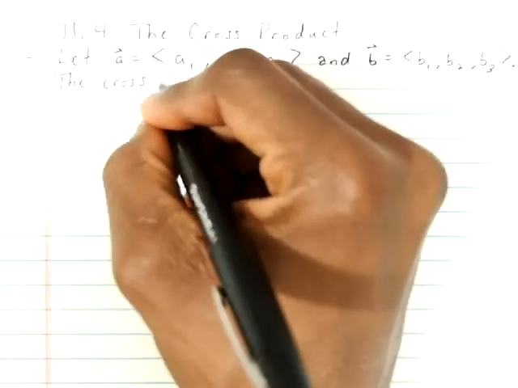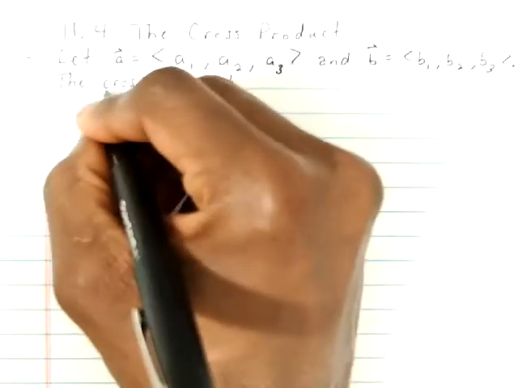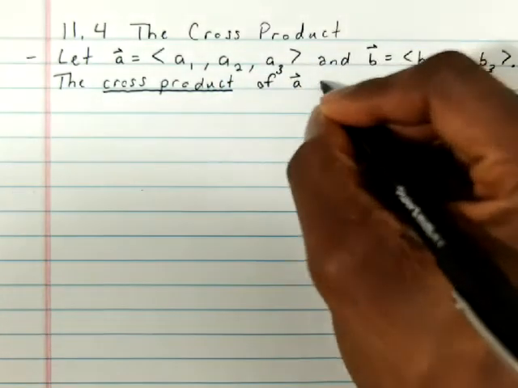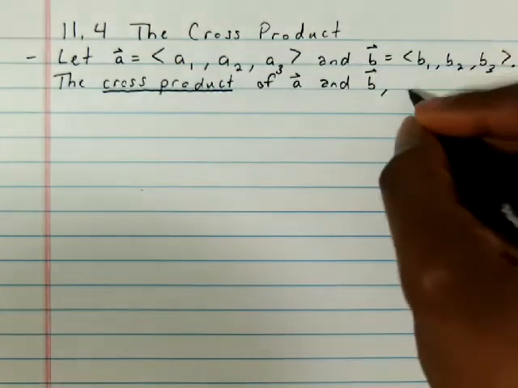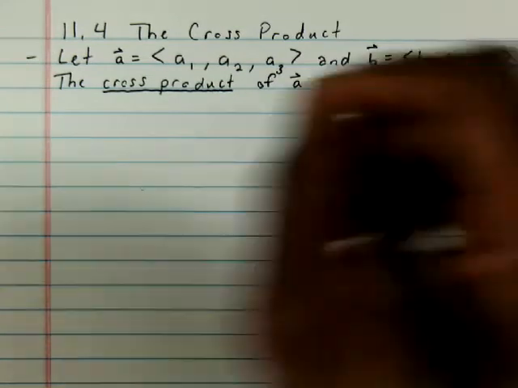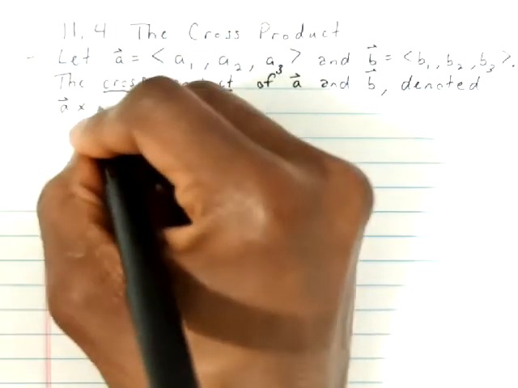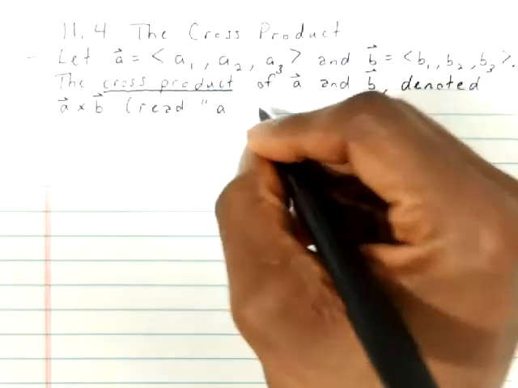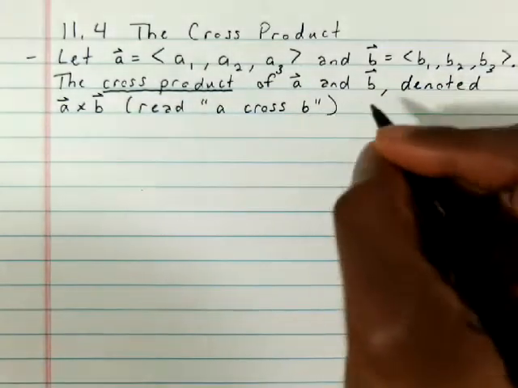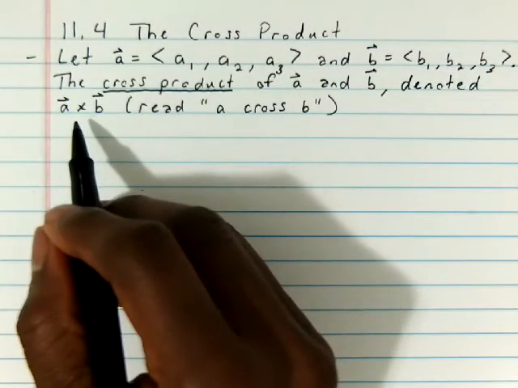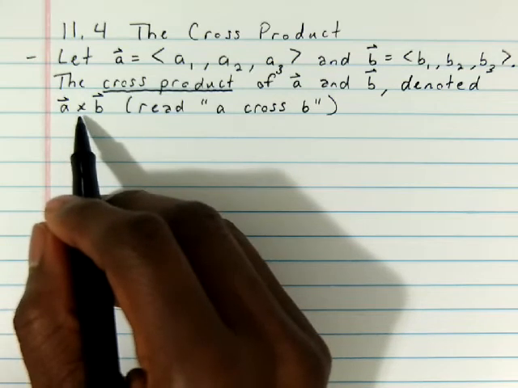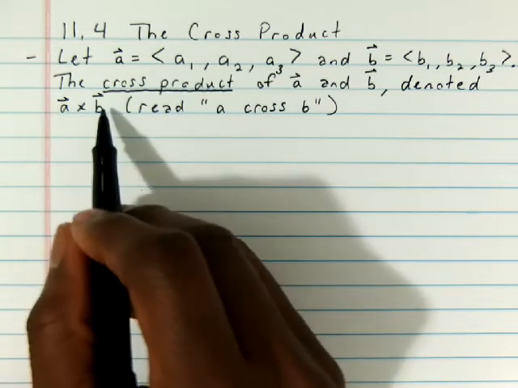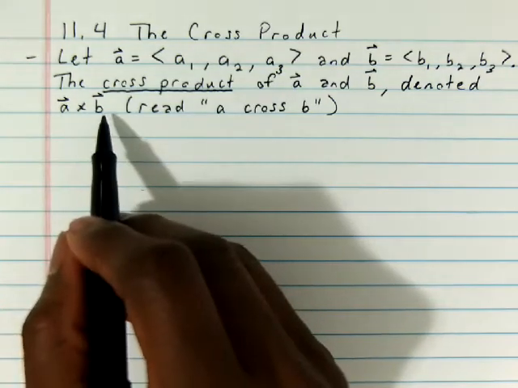The cross product of A and B, denoted A cross B. So again, like with the dot product, we don't want to call this times. You're going to say A cross B, because there are two different types of products for vectors. So the cross product, the result of this is going to be a vector, whereas the dot product, what we got was a scalar.